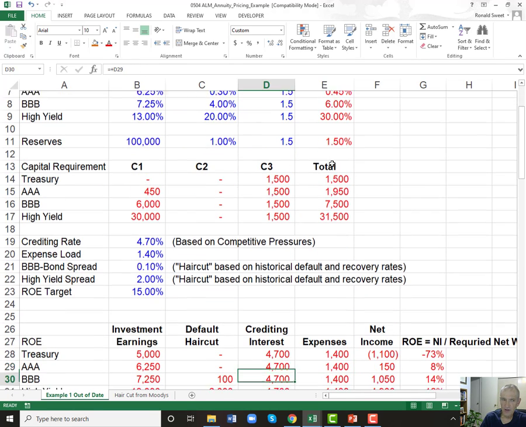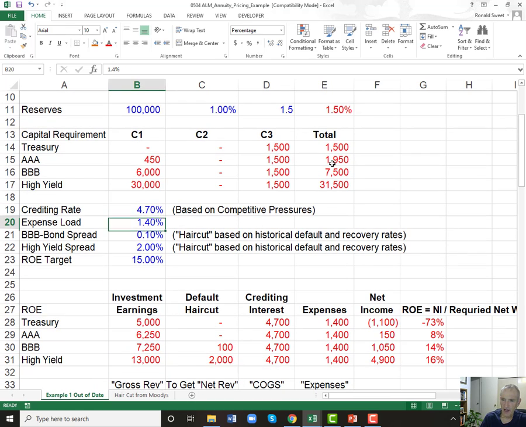And then I gave you a few other assumptions here. Our crediting rate, we want to pay these people 4.7%. That's based on our competitive pressures. The company I worked at, they did surveys, and they always wanted to be in the top 25% on their products. So that's how they got their rate. The expense load comes from the CFO area. They have an expense load of 1.4%, and that's just to cover their expenses.